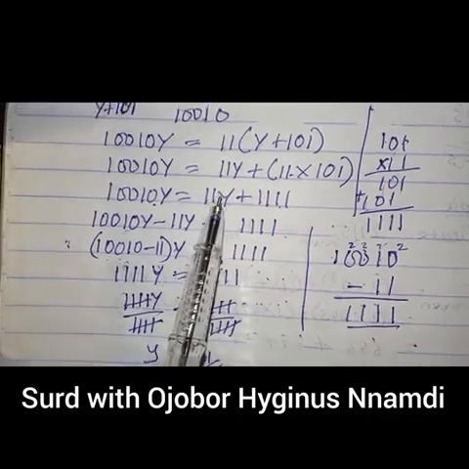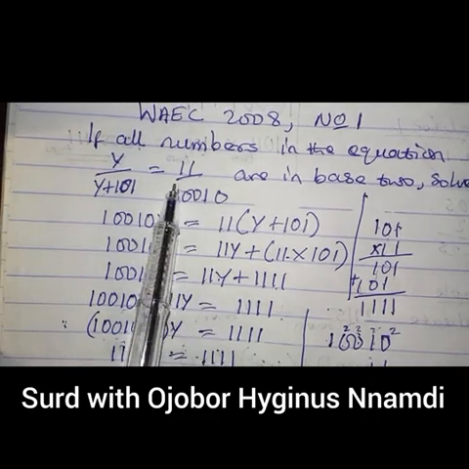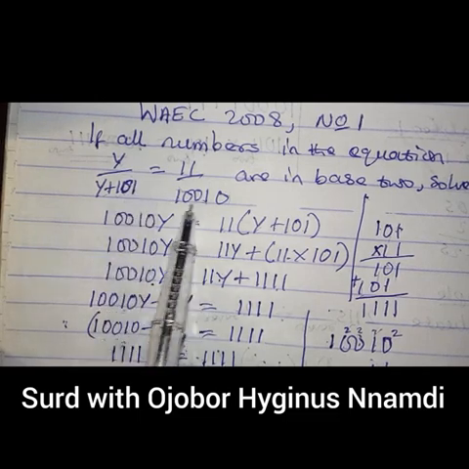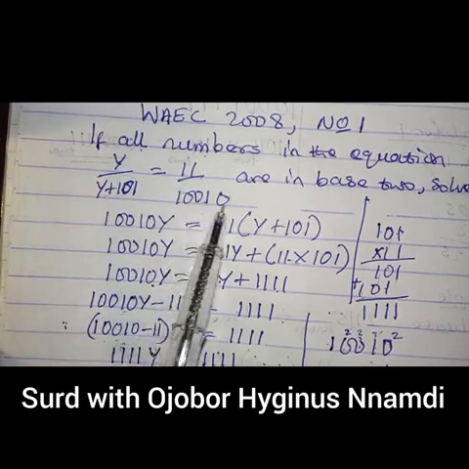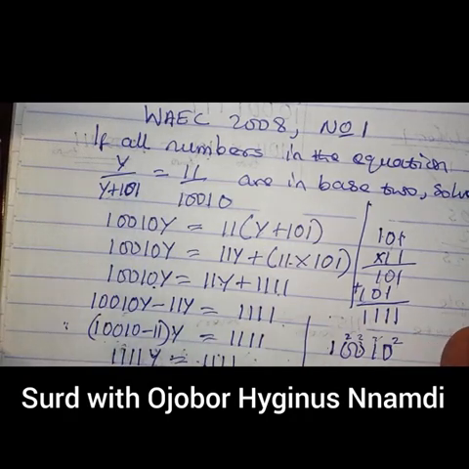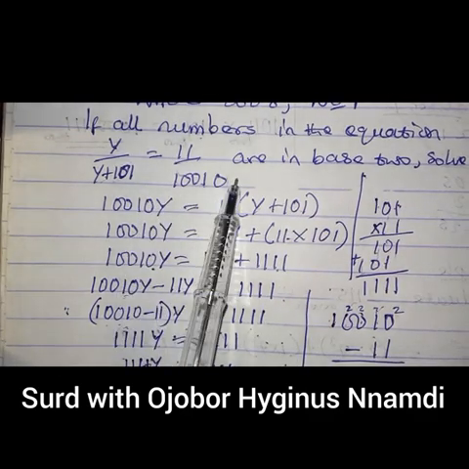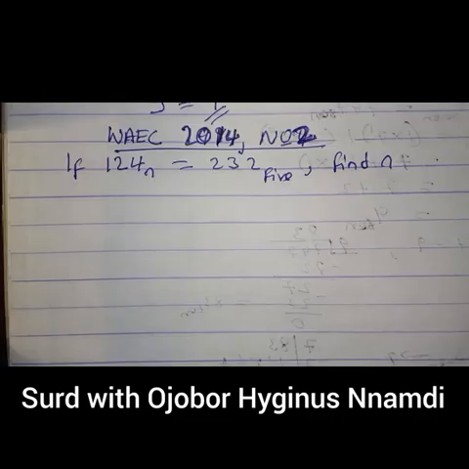Remember, we can as well solve this question by converting 10010 to base 10, convert 101 to base 10, and put it in this equation and solve, get your y, and then that y will be converted back to base 2. You can do that. It's still going to give you the same answer after you convert, but you know it is a long process to begin to convert them individually. So let's look at another question.